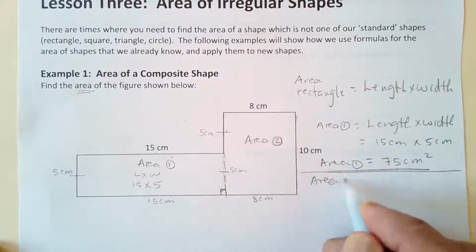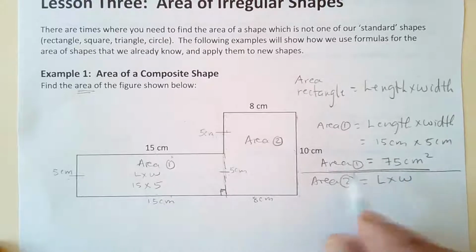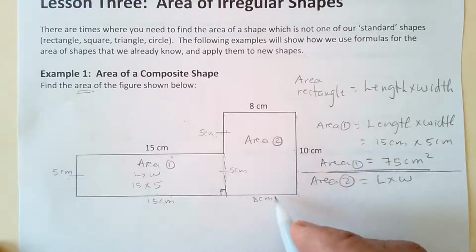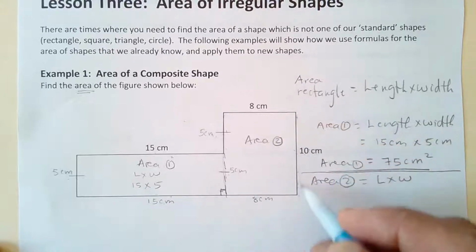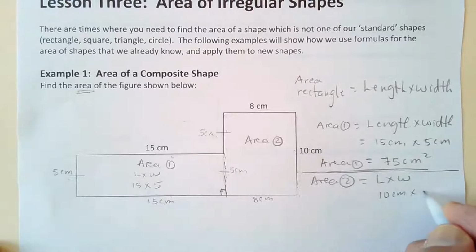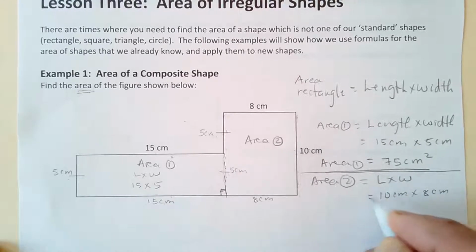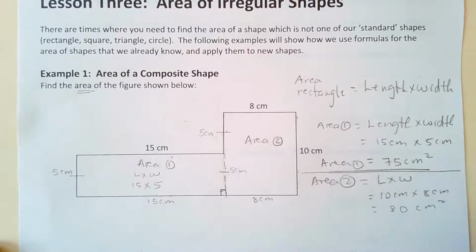Area 2, length times width, we have 10. The length here would be, if you make this the length, 10 multiplied by 8 centimeters, it gives me 80 square centimeters.